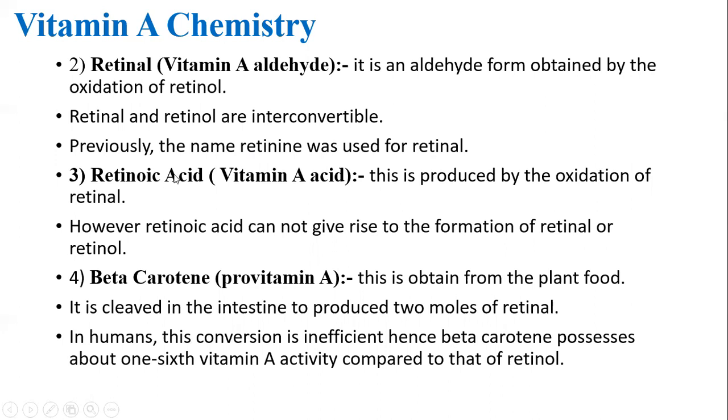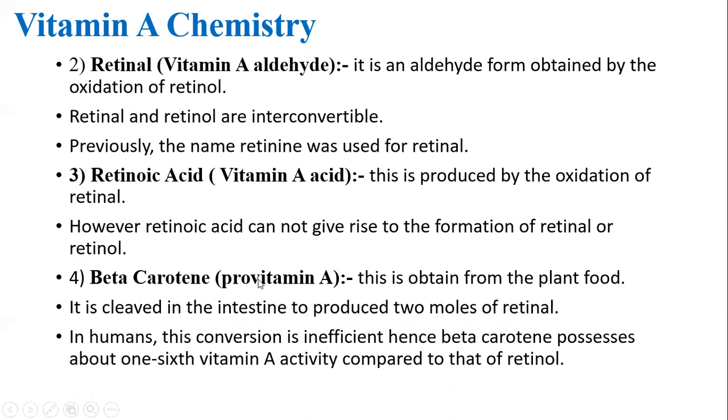The next form of vitamin A is retinoic acid, an acidic form, and this is also formed by the oxidation of retinal, but retinoic acid is not interconvertible. Retinoic acid cannot give rise to the formation of retinol or retinal.